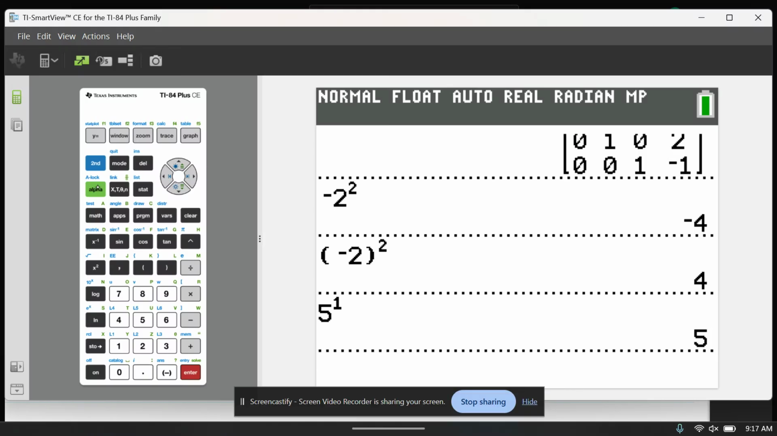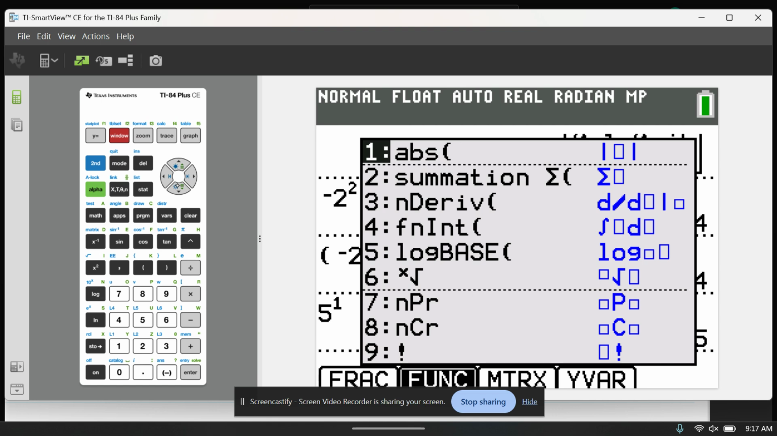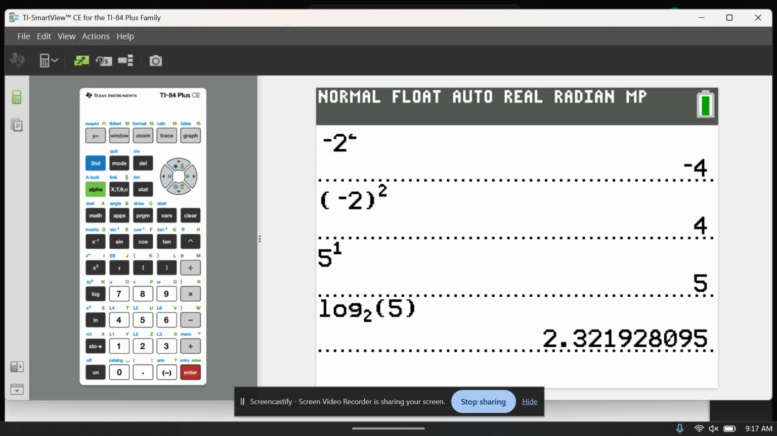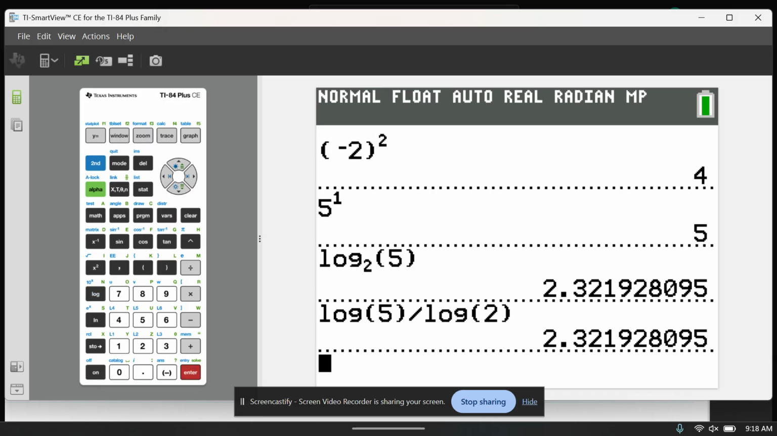So I can do alpha window, go down there to log base 2 of 5. Or if I've got the TI-83, I can do log of 5, close the parentheses, divided by log of 2. That's the same decimal. So we're going to round that to 3 decimal places. So this would be 2.32.